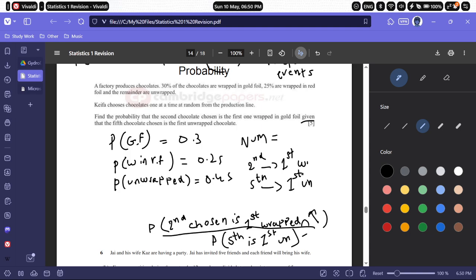Anyway, for the first chocolate, since the second chocolate would be the first wrapped in gold foil, and the fifth one is the first unwrapped, it would be 1 minus 0.45 minus 0.3. So basically the first chocolate would be the one wrapped in red foil. So that's just 0.25, right?